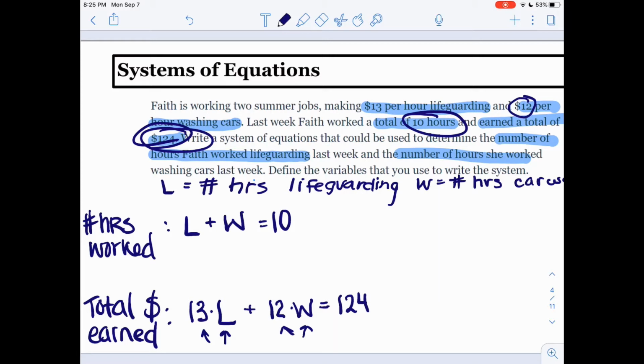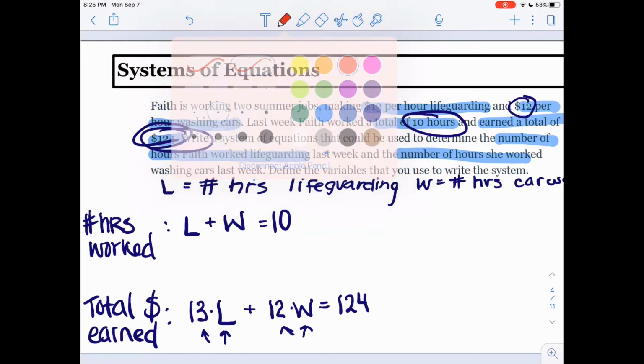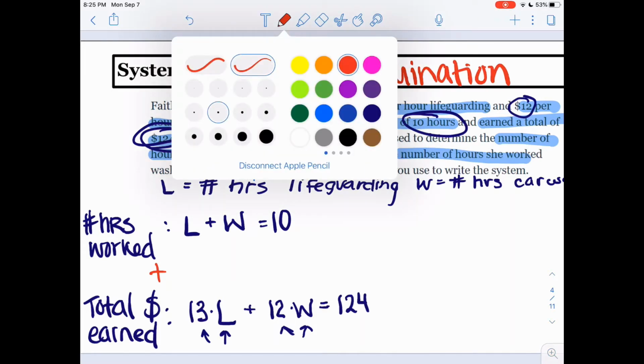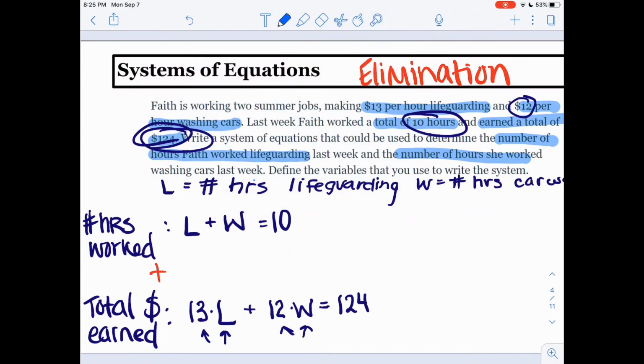Now that we've set up our equations, we can solve our equations. And we're going to solve these using a new process called elimination. All elimination means is I want, when I add my equations together, for one of the variables to disappear. In order to do that, I need to multiply one of the equations by any value that'll cancel out one of the variables.